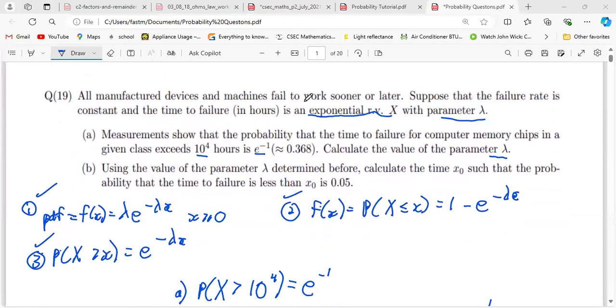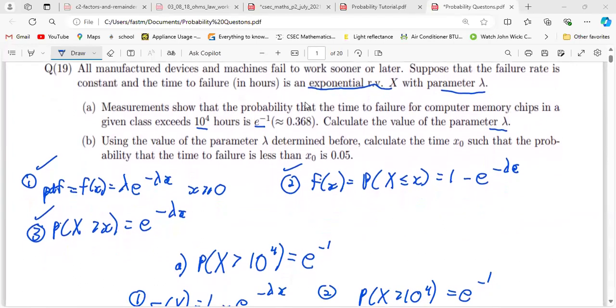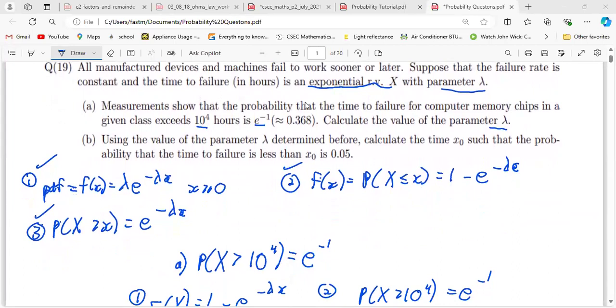Alright guys, so I'll be doing this question. All the manufactured devices and machines fail sooner or later. Suppose that the failure rate is exponential, parameter lambda. The first question asks, show that the probability that the time to failure for a computer memory chip in a given class exceeds 10 to the power 4 is e to the minus 1. The one is exactly the value of parameter lambda, right?